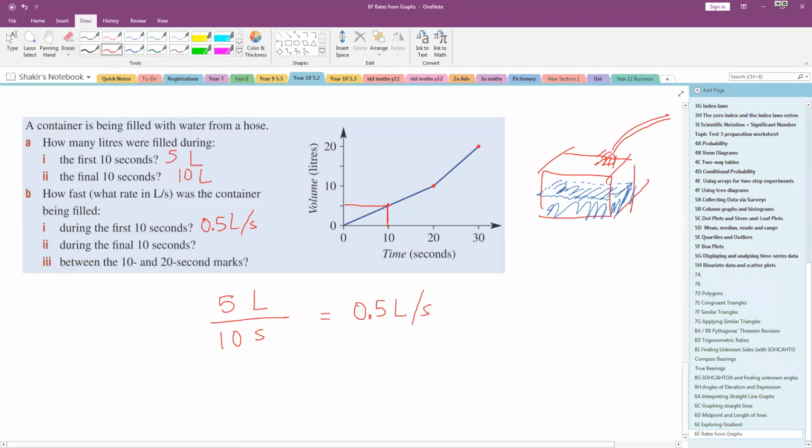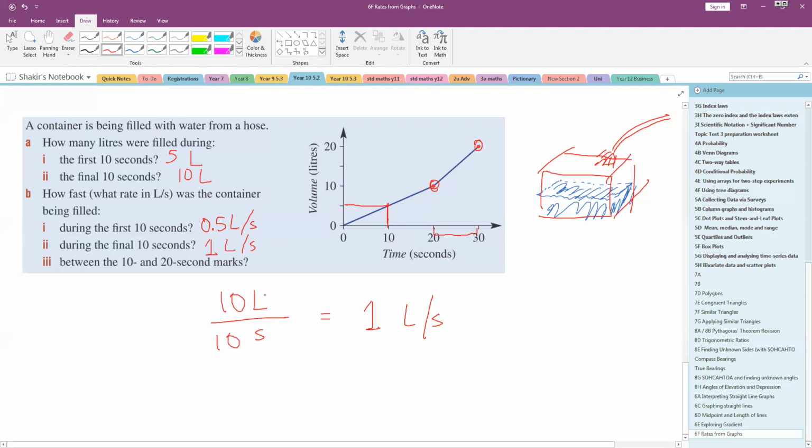Moving on to the next question. How fast was the container being filled during the final 10 seconds? Okay, let's see. So once again, it's still in liters per second. So in the final 10 seconds, how many liters were filled? Between here and here, how many liters? Well, it moved from 10 to 20, so 10 liters. And how many seconds? Well, 20 to 30 is also 10. And so we have 10 over 10, which is 1. And then write down liters per second. So 1 liter per second.